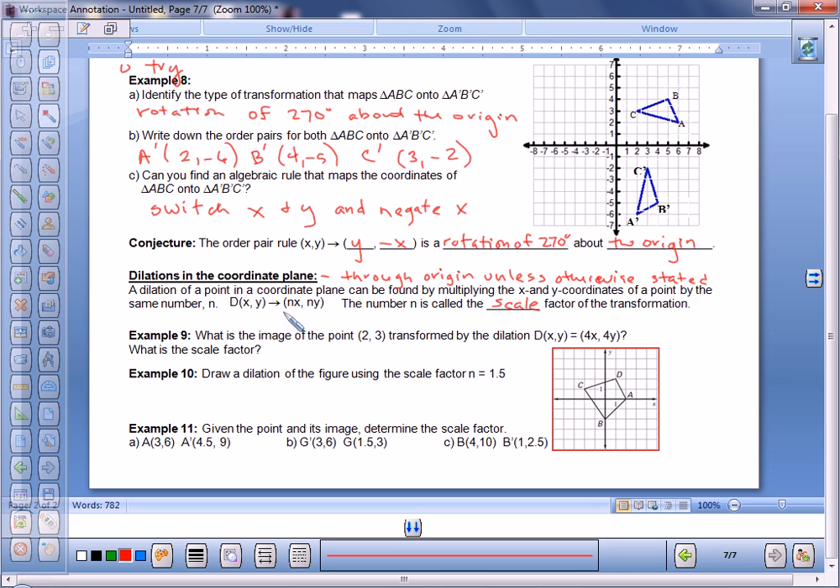So what is the image of the point 2, 3 when it's been transformed by that dilation 4x, 4y? So what happened to both my x and y? 8 and 12. Okay, and what is our scale factor? 4. That's what we multiply by.